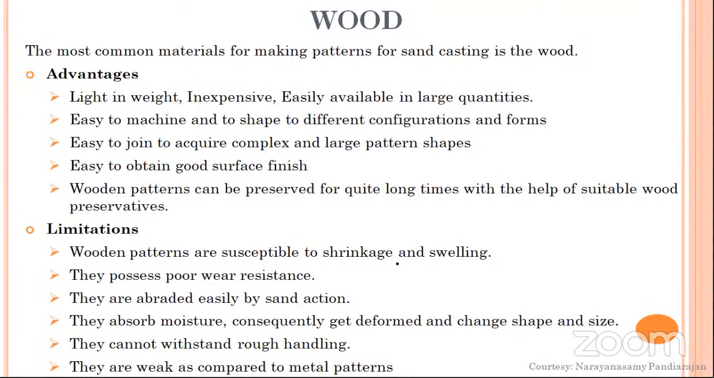That is the reason why, when I was discussing the factors deciding the selection of a pattern material, one of the aspects was the number of components. If the number of components to be produced is 10,000, and you are going to use a wooden pattern material, maybe after 100 components the wood may lose its dimensional accuracy. So in such a case, for large mass production, you have to go for metal patterns.